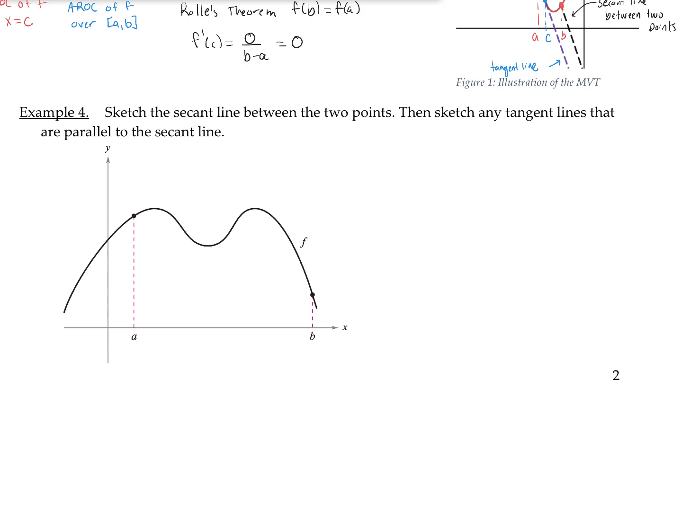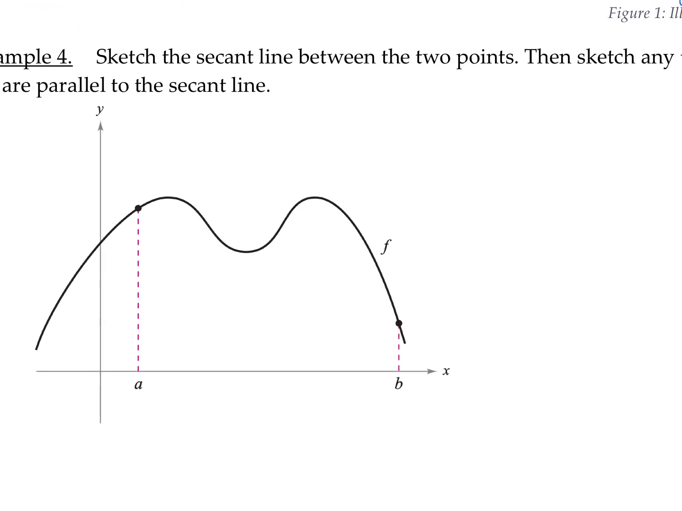So let's see an example. We have a function f, we have some marked points A and B, and we want to sketch the secant line between the 2 points. So we'll start by just connecting them with a straight line. Let's see if that goes straight. Nope. Okay, that's as close to straight as I can get in this program. So that's my secant line.